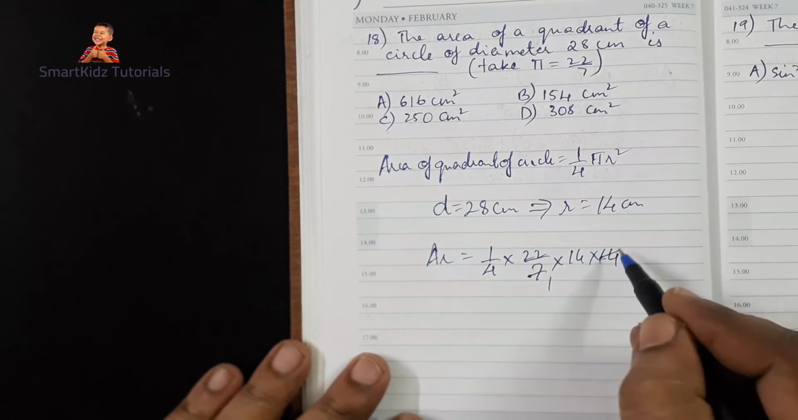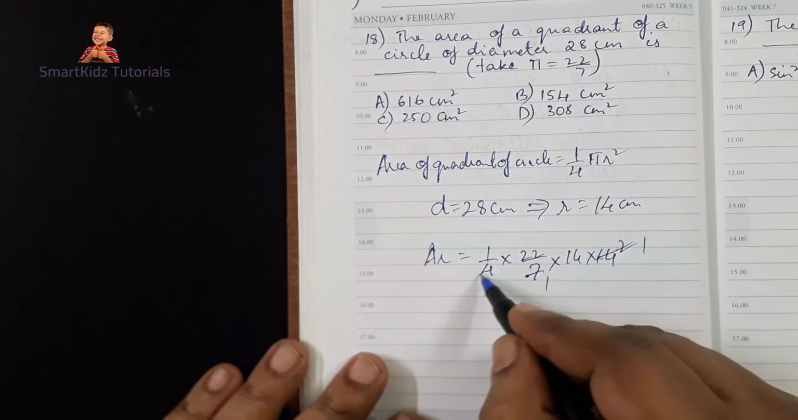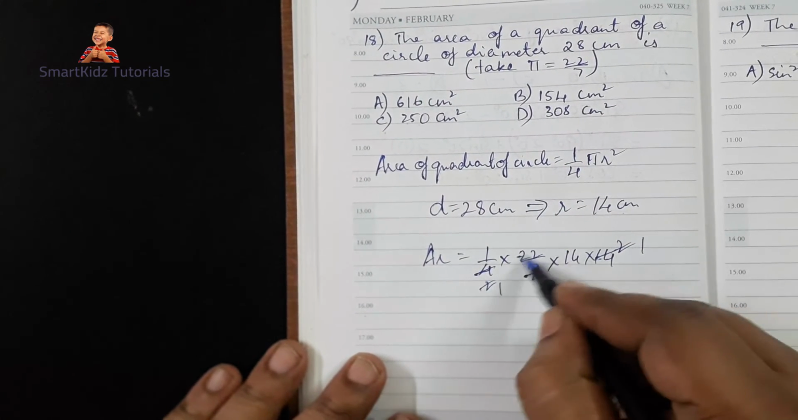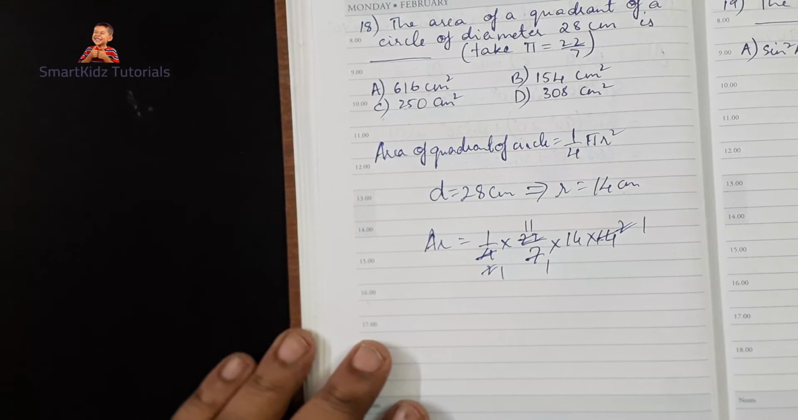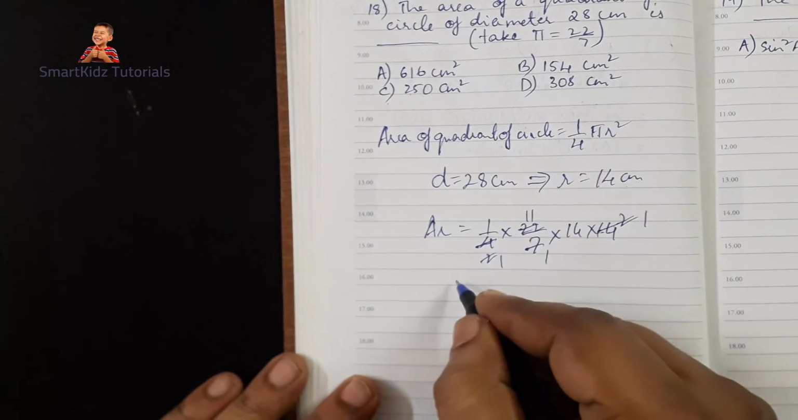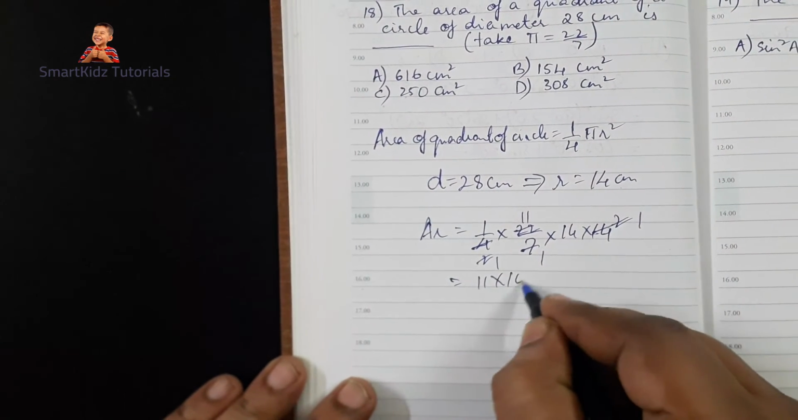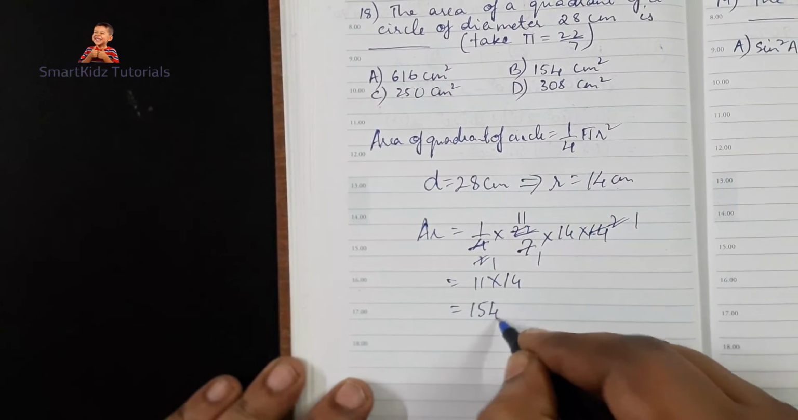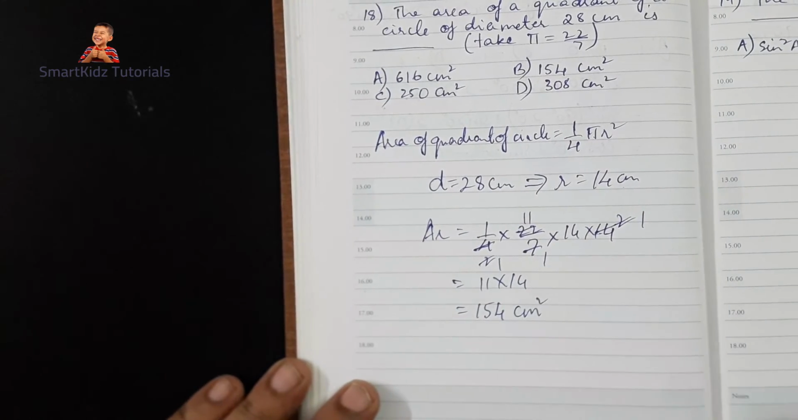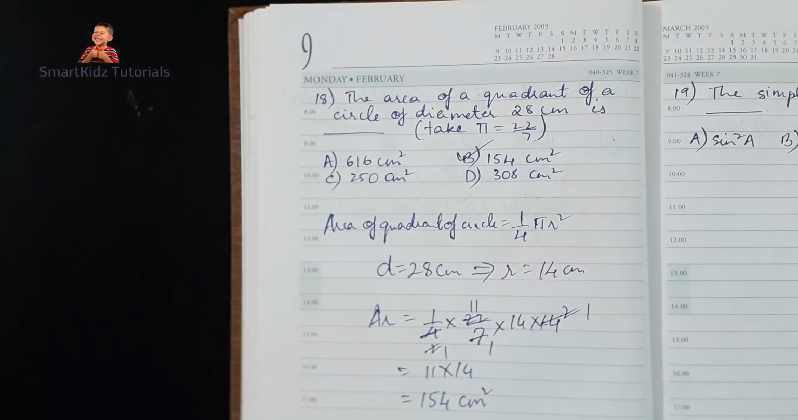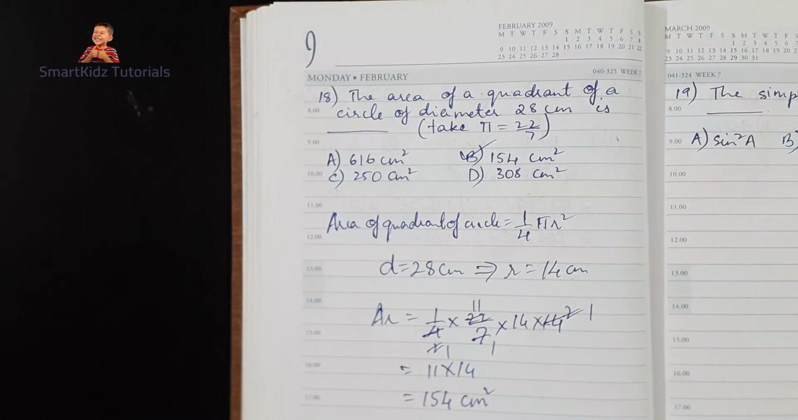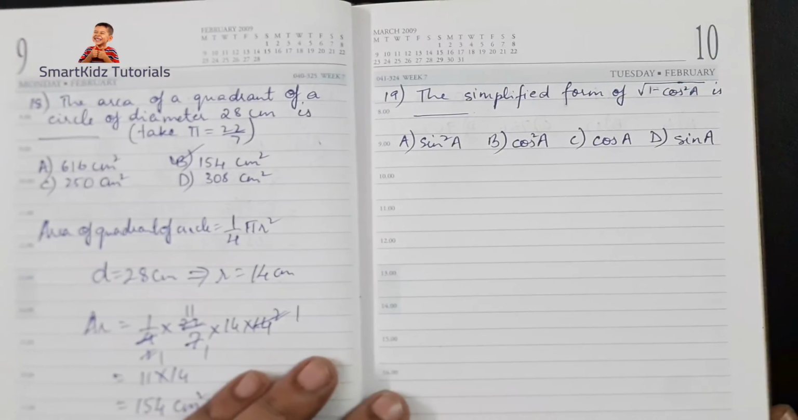7 ones are 7, 7 twos are 14, 2 ones are 2, 2 twos are 4, 2 ones are 2, 2 11s are 22. So we get 11 into 14, which is equal to 154 square centimeters. So correct choice is B, 154 square centimeter. Next question.